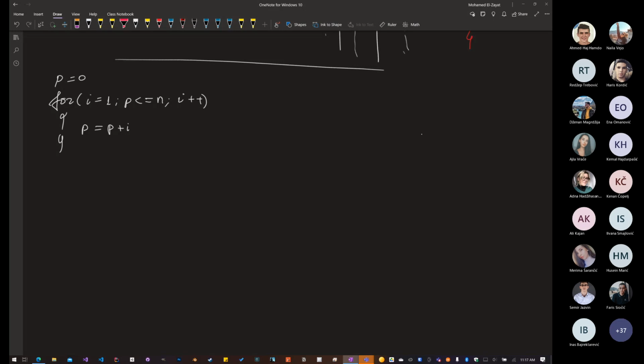But anyway, let's walk through this and see how it will actually pan out. I will draw a table again. I'll have an I here and a P, and I'm going to talk about my code: how many times this code will run.